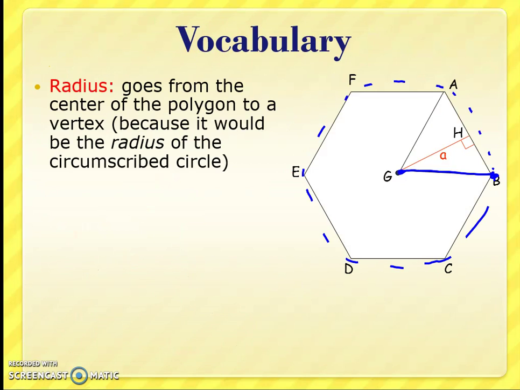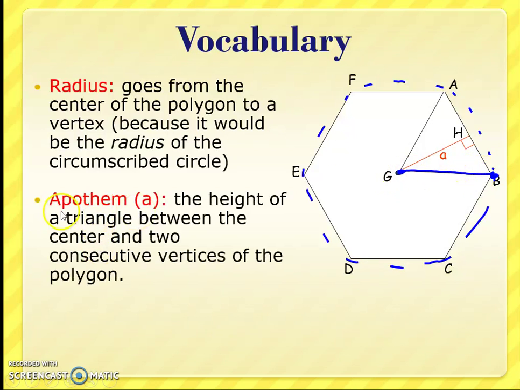Now, vocabulary. Radius. Radius goes from the center of the polygon to the vertex, because it would be the radius for a circumscribed circle. If I draw a circle around, that's going to be also the radius. So you can also call this radius here.